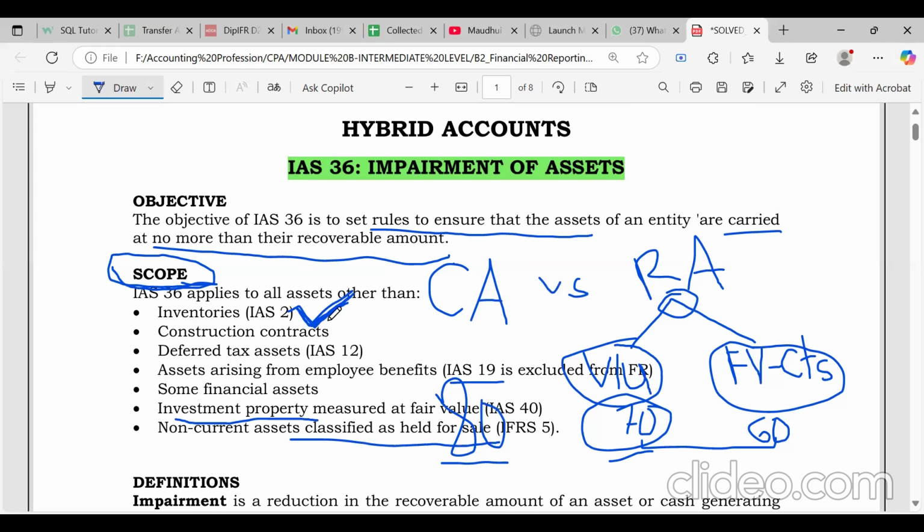This construction contract is no big deal. You'll deal with this. Right now, actually, it was changed, and it could also be explained by IFRS 15 and the revenue standard.